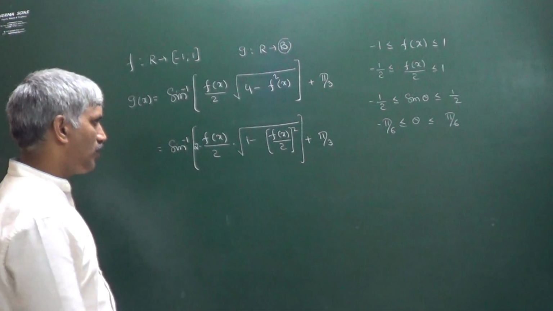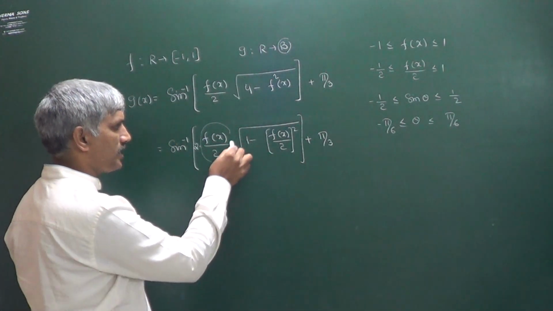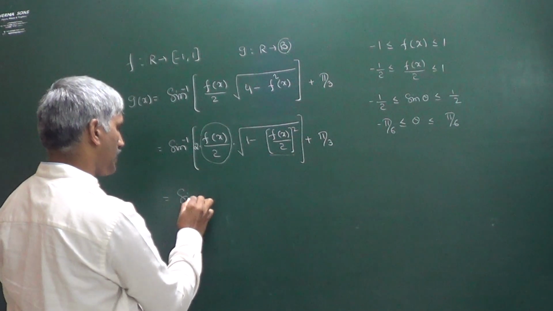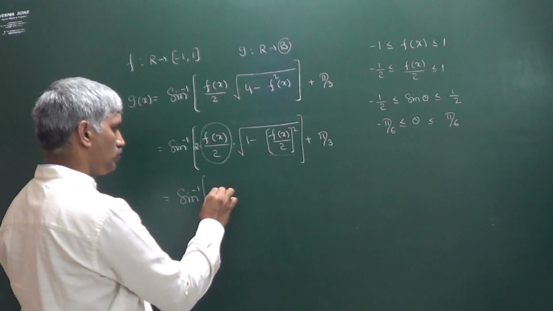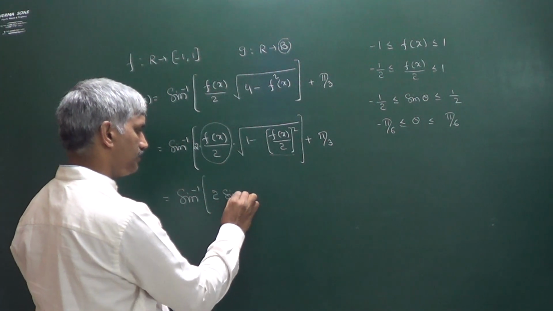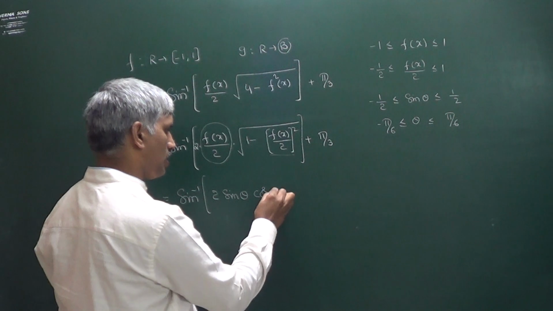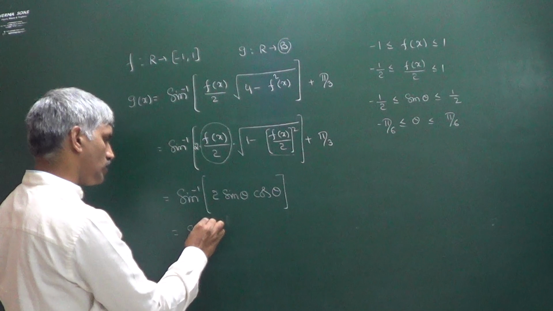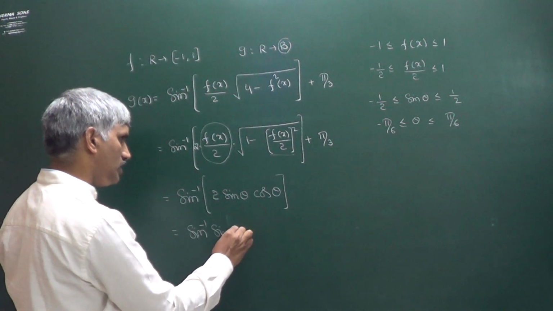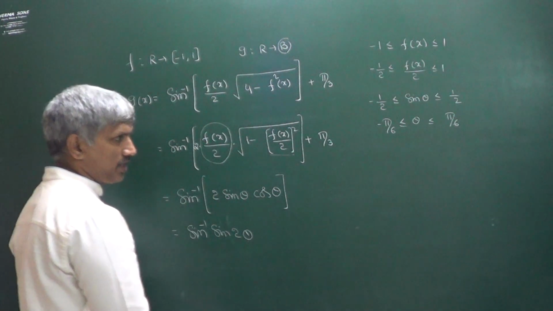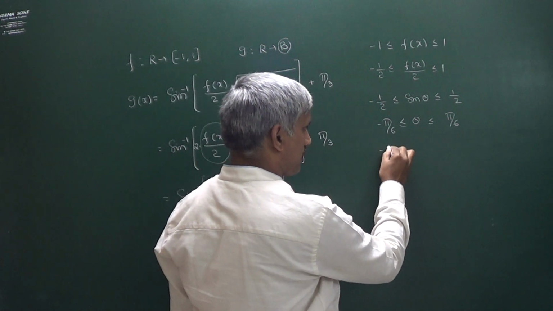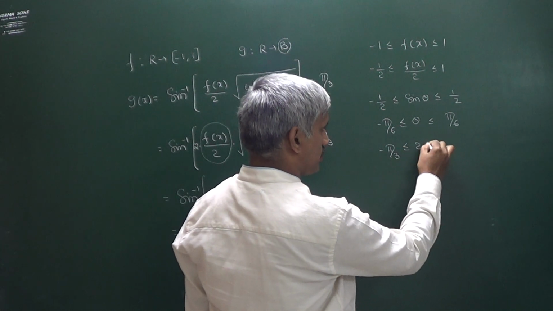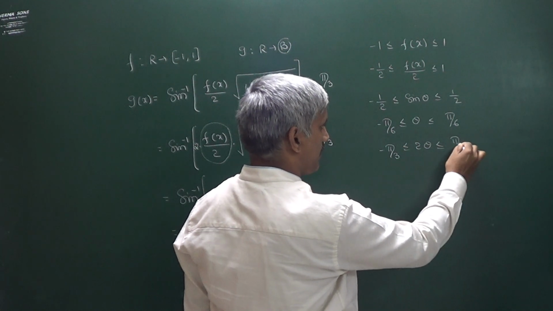Now we have taken f of x divided by 2 equal to sine theta. So this is 1 minus sine square theta. So we are getting sine inverse of 2 times sine theta into cos theta. Now 2 sine theta cos theta can be written as sine 2 theta. So that's why we are getting sine inverse of sine 2 theta. Theta is between minus pi by 6 and plus pi by 6. Now I can write this as minus pi by 3 less than or equals to 2 theta less than or equals to pi by 3.